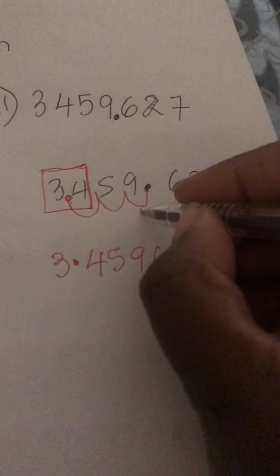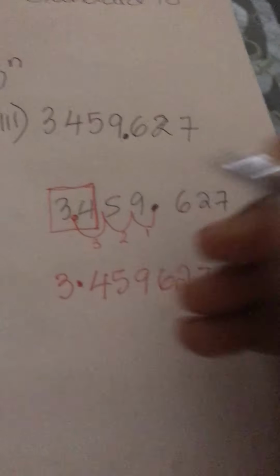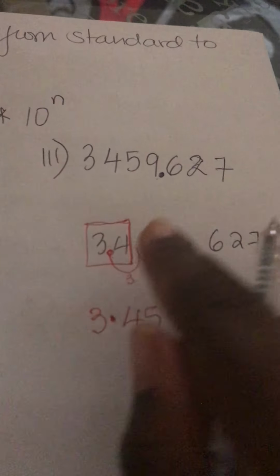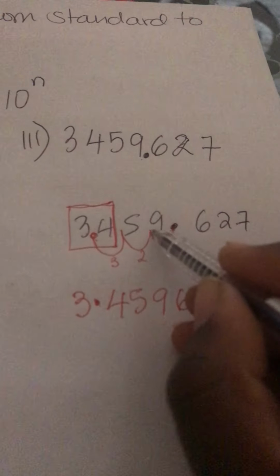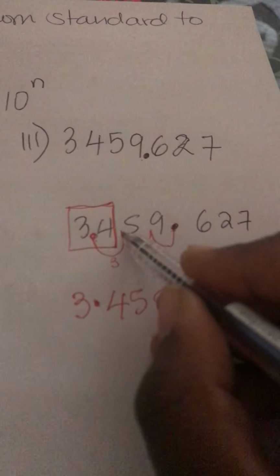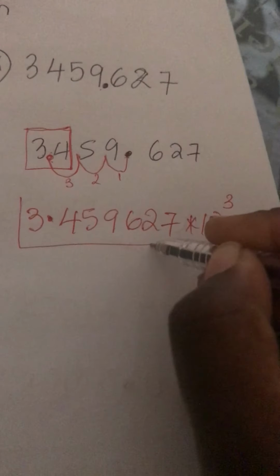How many times did you move? 1, 2, 3. You must count how many times you made the U. Every number as you're moving should be in the U, every digit. Then you write times 10 to the third power. How do you know this 3 is positive? Because this number did not start with 0. And then you box your answer.